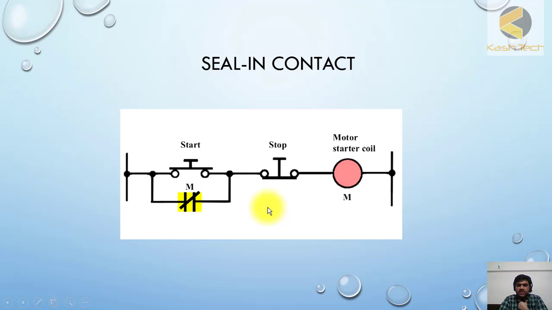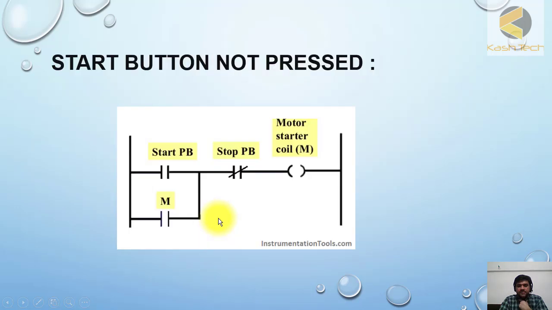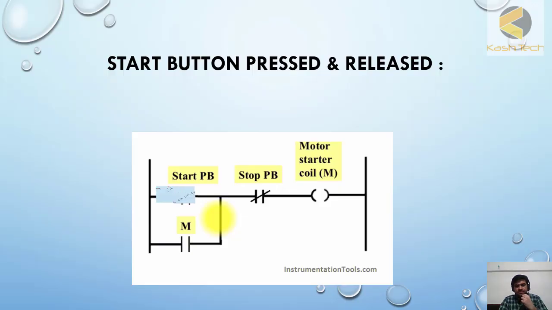This circuit is called a latching circuit, and the relay we are using for the latch, we can call it a latch relay. The contact we are using, we are calling it seal-in contact. Okay, this is another way where you can show how the circuit is drawn. This is another presentation.